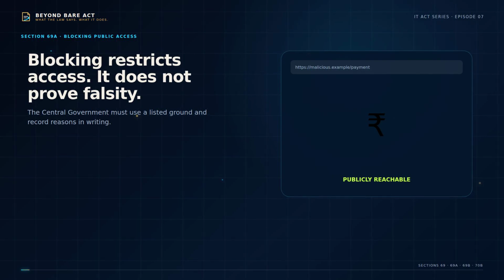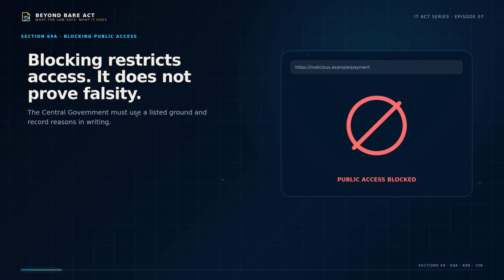Now move from accessing information to restricting access to it. Section 69A empowers the central government or an officer specially authorised by it to direct a government agency or intermediary to block public access to online information. Unlike Section 69, the provision does not give the same power to a state government in its own right. The listed grounds are sovereignty and integrity of India, defence of India, security of the state, friendly relations with foreign states, public order, and preventing incitement to a cognizable offence relating to those grounds.